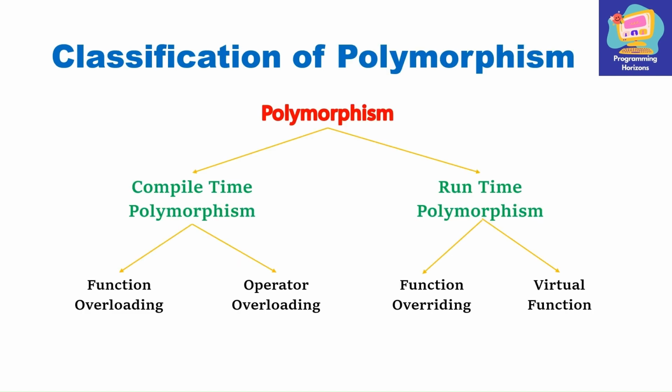The diagram in front of you represents a classification of polymorphism in object-oriented programming. We have two types of polymorphism, namely compile-time polymorphism, which is achieved through function overloading and operator overloading, and then there is runtime polymorphism, which is achieved through function overriding and virtual functions. Let us understand all of these terms in more detail.